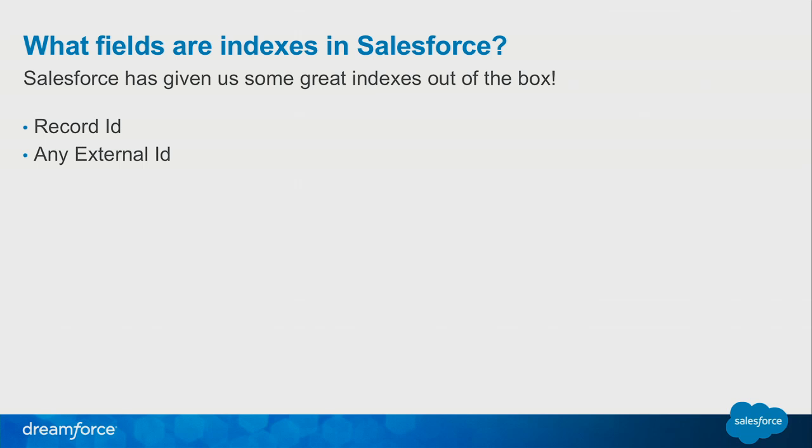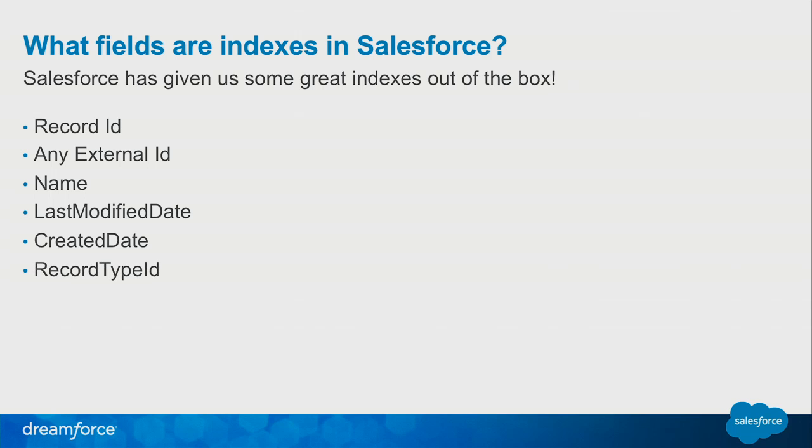Any field that's marked as an external ID. So you know how when you create a field, you can mark it as an external ID. That's going to be indexed for you as well. The name. Last modified date. Created date, and we'll get into how you can use some of these and why they're important in a minute. Record type ID. So if you're querying for opportunities and you're using record types, when you write your queries, you're going to want to use record type ID. You're going to want to be very, very specific in your queries. The more specific your queries are, the more performant they're going to be.